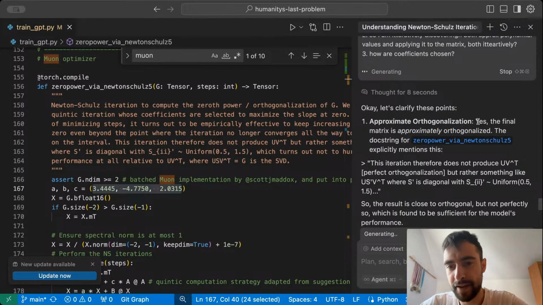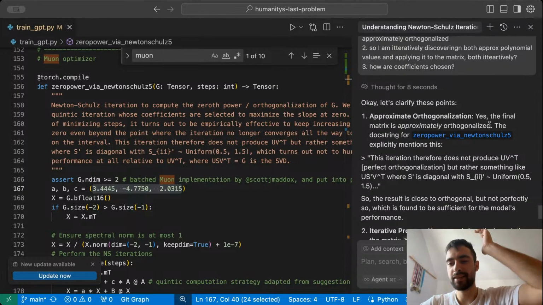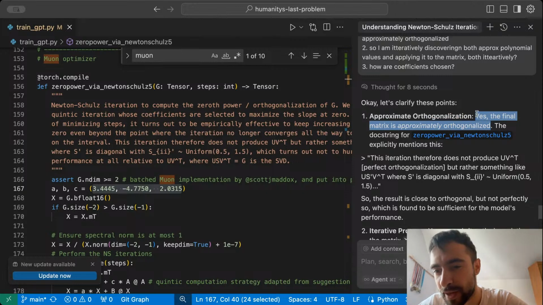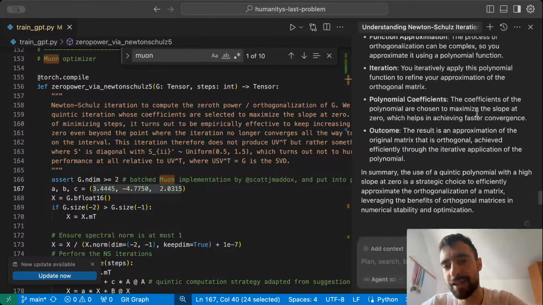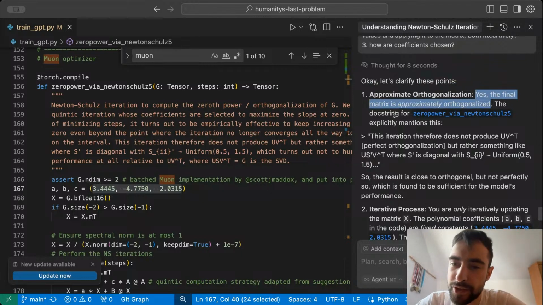Approximate, yes, the final matrix is approximately orthogonal. What? I don't think this is true, by the way. I just realized that it's actually approximate, but maybe this is true. The docstring for zero power via Newton-Schulz explicitly mentions this.